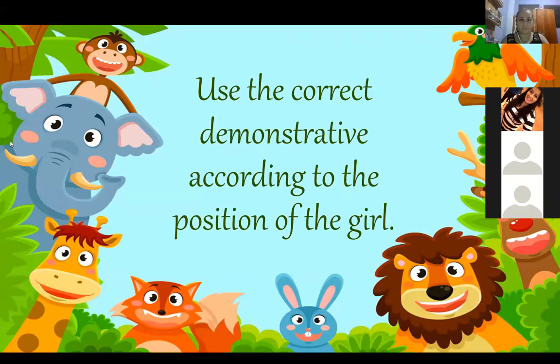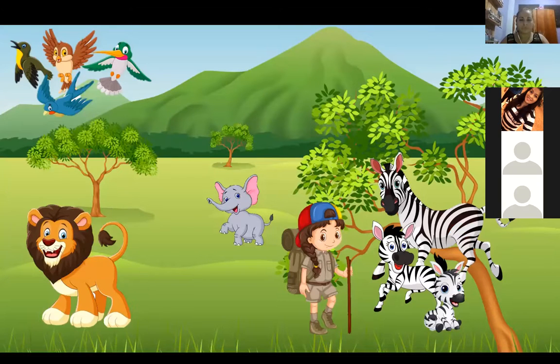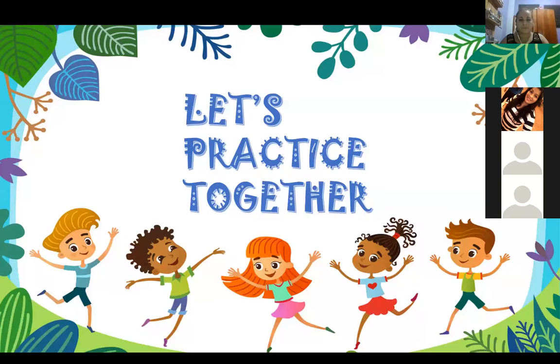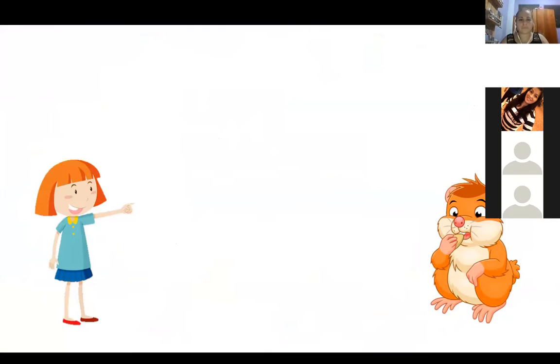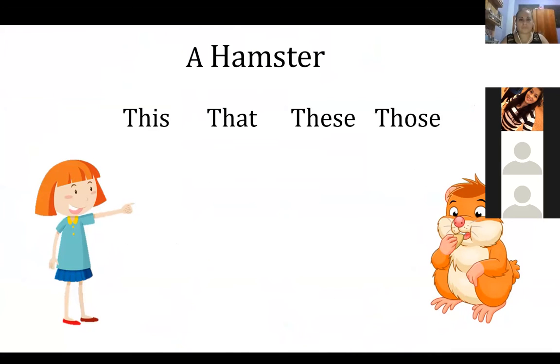Okay, let's go to the jungle. Use the correct demonstrative according to the position of the girl, okay? Recuerda la posición de la chica. Para las zebras, ¿qué creen que utilizamos? ¿Qué demostrativo? These. For the elephant, that. ¿Cuál creen que va acá? That. Perfect.